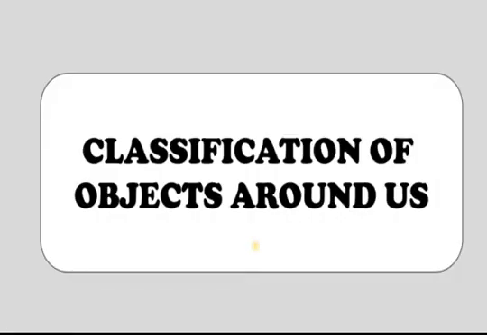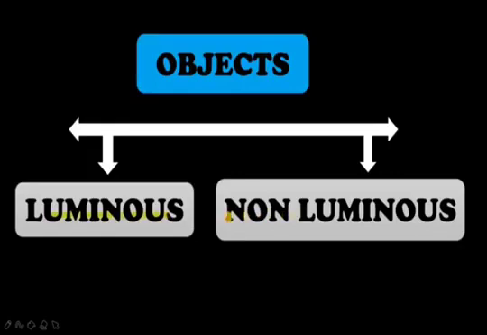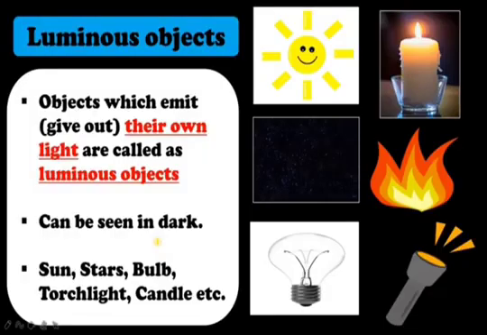Now, the classification of objects around us: luminous objects and non-luminous objects. What are luminous objects? Note the point. Objects which emit or give out their own light are called luminous objects.